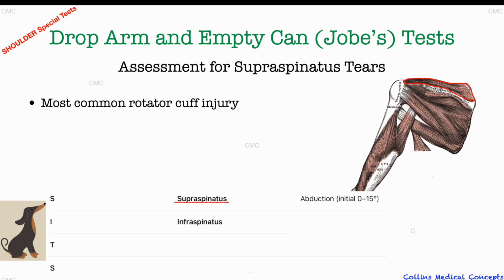I for infraspinatus and T for teres minor, both of which help with the external rotation of the shoulder. And finally, the second S for subscapularis, which is involved in the internal rotation of the shoulder.